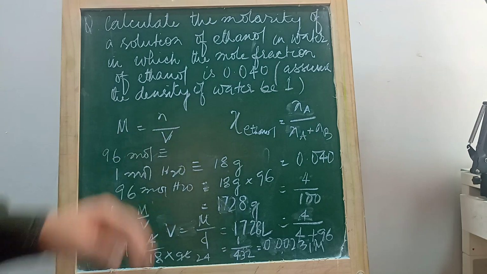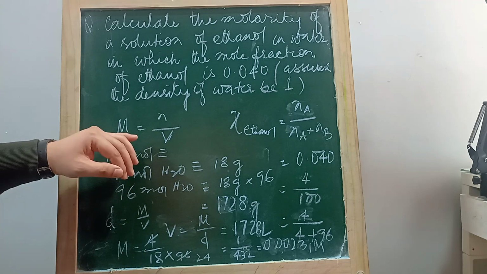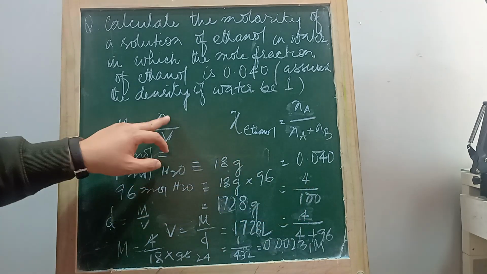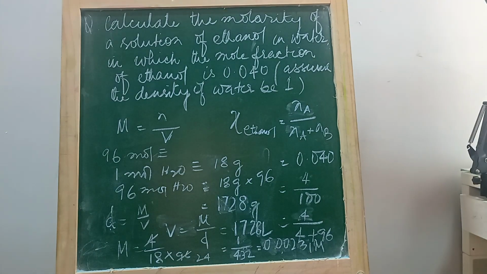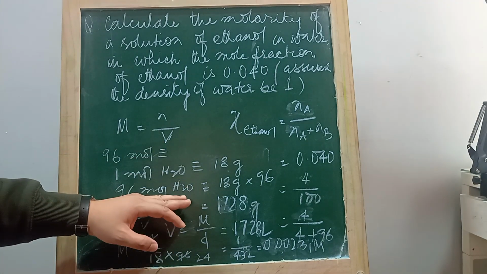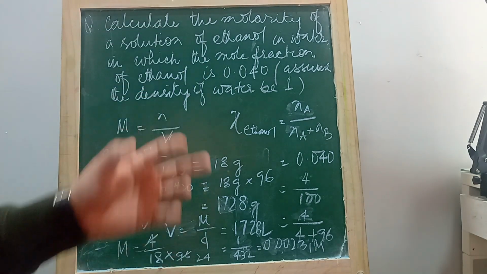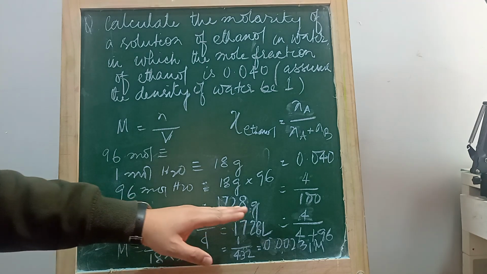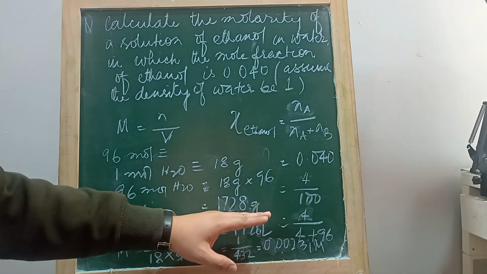Now, in order to find the molarity of the solution, we need the number of moles of solute. In our case, it will be 4 moles. We write 4 moles here, but we are still not knowing the volume of the whole solution. And the volume is made up of what? It's water, because the solute ethanol will get mixed in the water. It won't contribute to the volume. So 96 moles of water is weighing 1728 gram. This is the mass.